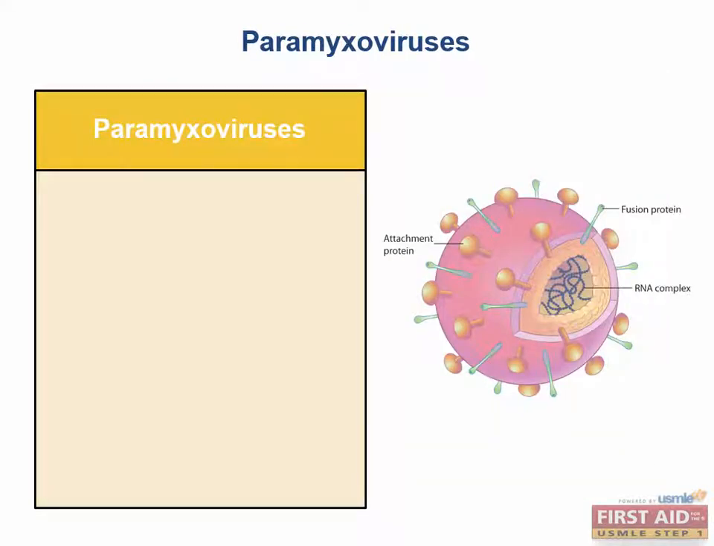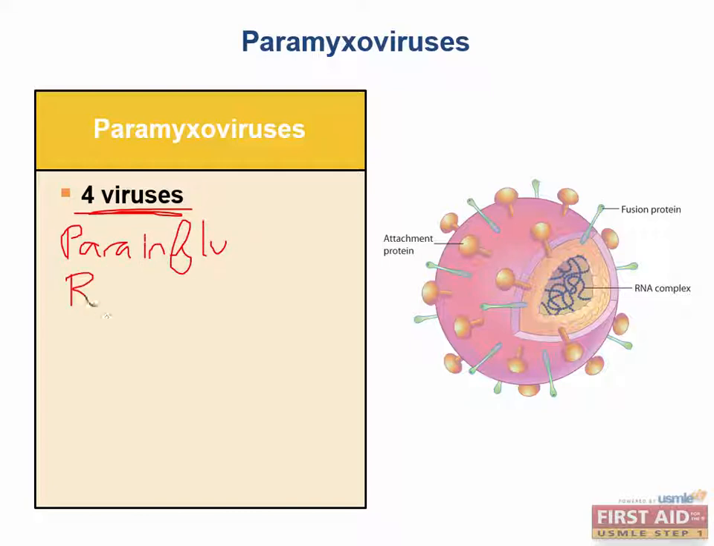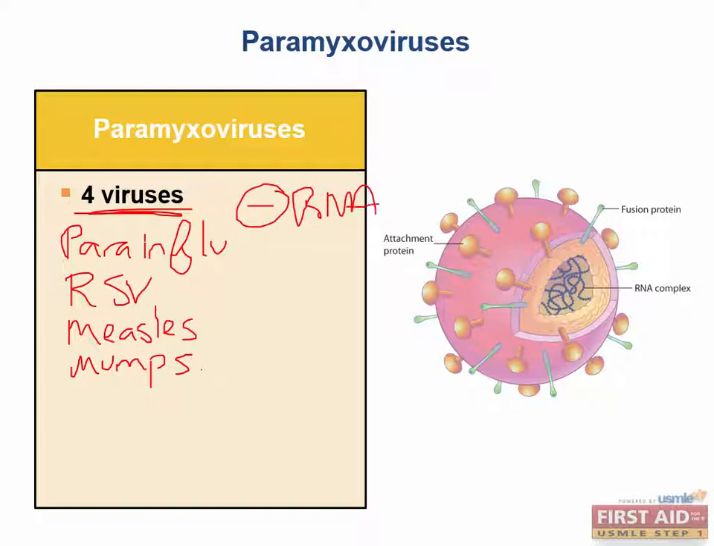So now let's discuss the paramyxovirus family. Do you remember the 4 viruses that make up the paramyxovirus family? That includes the parainfluenza virus, the respiratory syncytial virus, measles virus, and the mumps virus. Very good. Do you remember what kind of viruses they are? They are negative-stranded RNA viruses. Very good. These viruses are the most important causes of respiratory infections in infants and children under the age of 5.